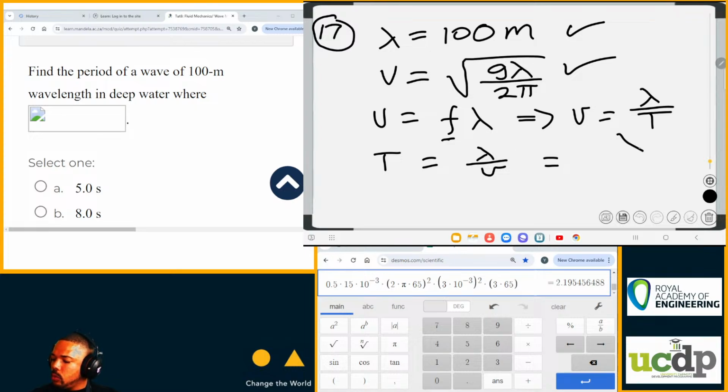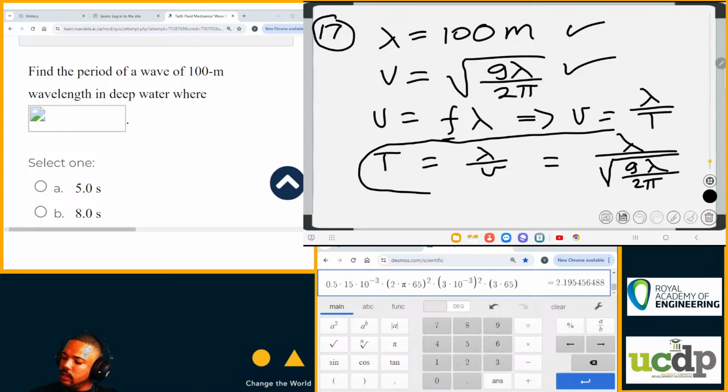So if we rewrite it, that's wavelength over speed. The formula for speed that they gave us is the square root of g lambda, which is also wavelength, over 2 pi. That's the formula they gave us. So using this formula, we can calculate the time it would take a wave of 100 meters wavelength traveling at this speed. Okay, how long it would take.